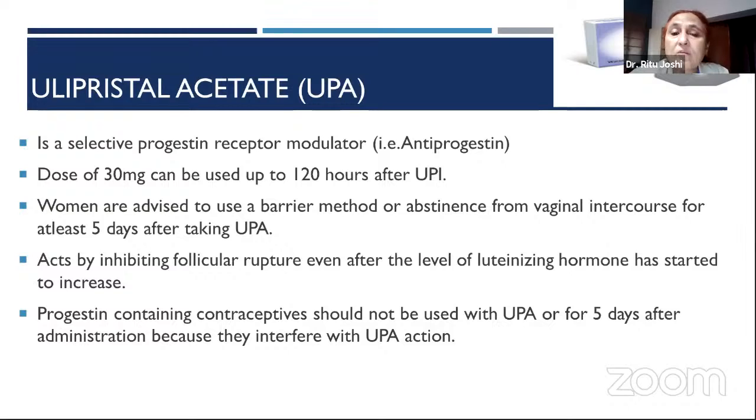Women are advised to use a barrier method or abstinence from vaginal intercourse for at least 5 days after taking ulipristal, and it acts by inhibiting the follicular rupture even after the level of the luteinizing hormone has started to increase. The progestin increases. A hormonal contraceptive should not be used with ulipristal or for 5 days after the administration, because it can interfere with its action.